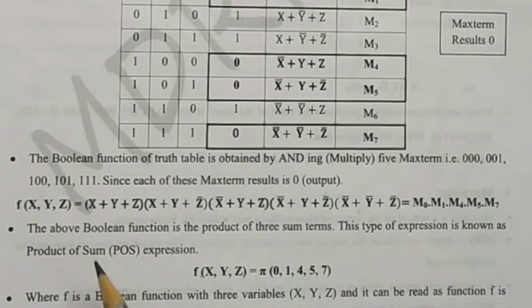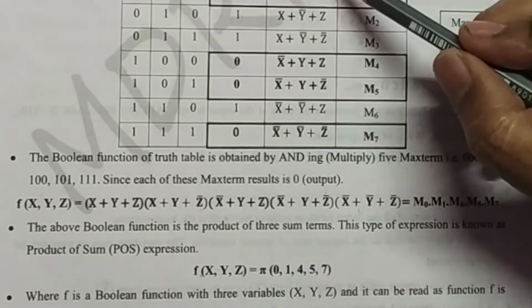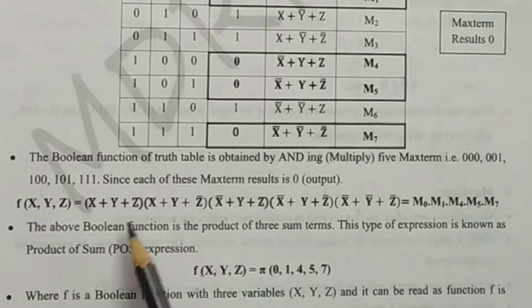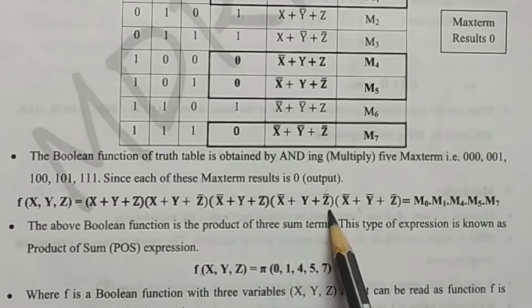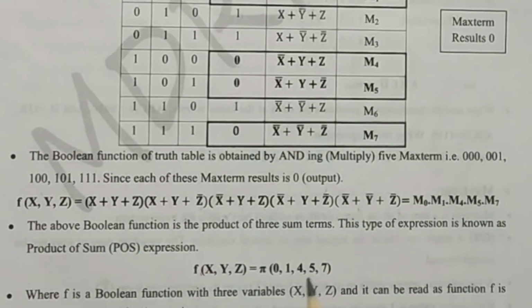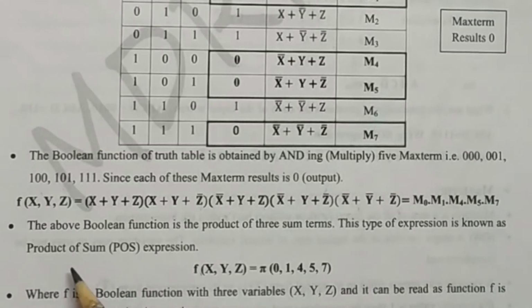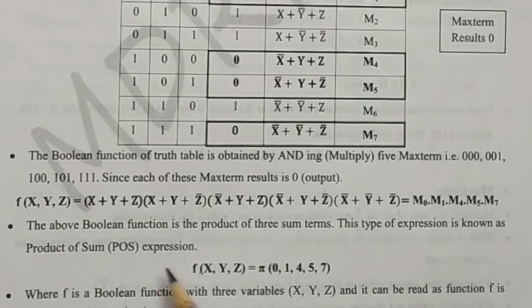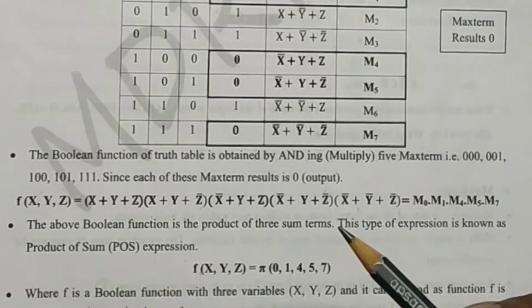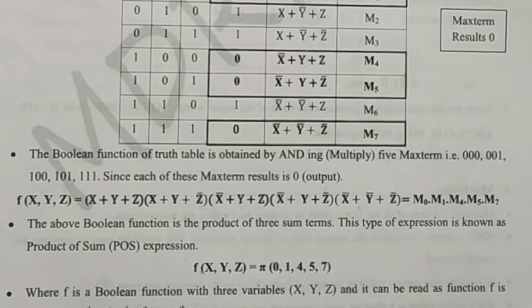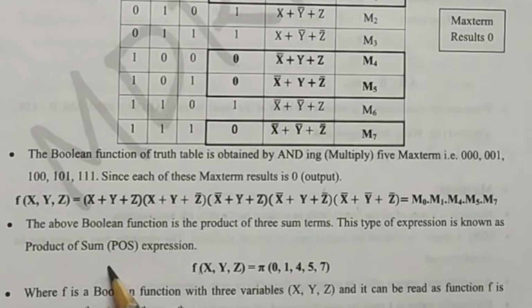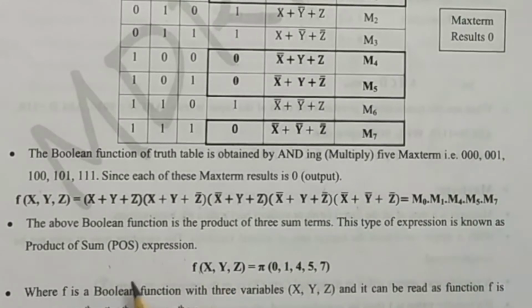That means if the max terms are combined together by using the multiplication operator, then we call it a product of sum expression, that is POS. Earlier, in the min terms, we have seen the sum of product expression, that is SOP, but here it is the product of sum expression, POS.